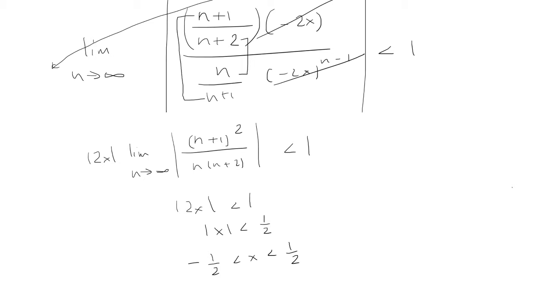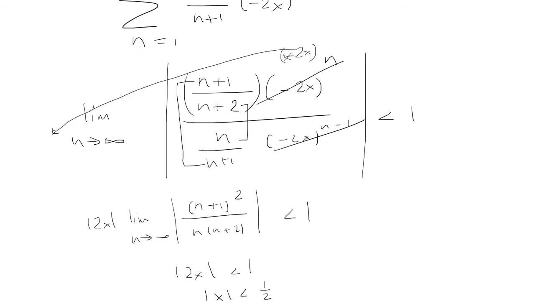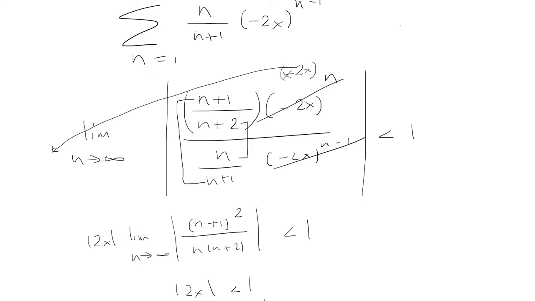So that leaves us to test the endpoints. So if x is negative 1/2, we'll have n over n plus 1. Then negative 2 times negative 1/2 is just 1, and that'll be to the n minus 1 power. So that's just 1, which is just n over n plus 1. And this diverges because the limit goes to 1. So we do not want to include negative 1/2.